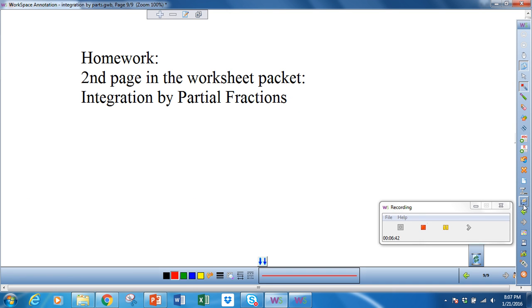So, your homework is the second page in the worksheet package, Integration by Partial Fractions. You are responsible for doing that homework, and I'll answer any questions that you have in class, or if you have a question, you can text me on Remind or send me an email.